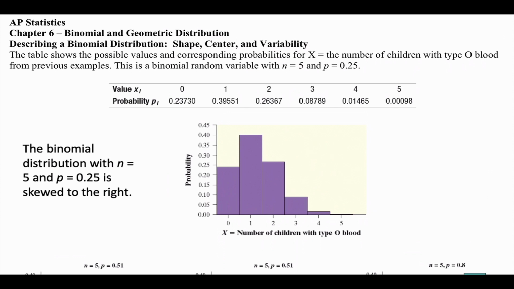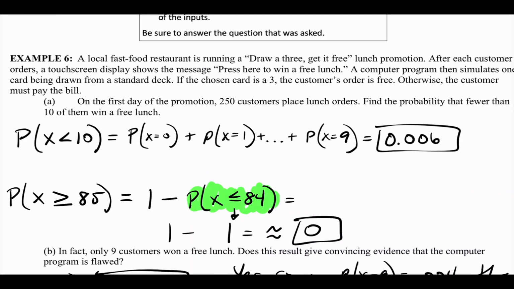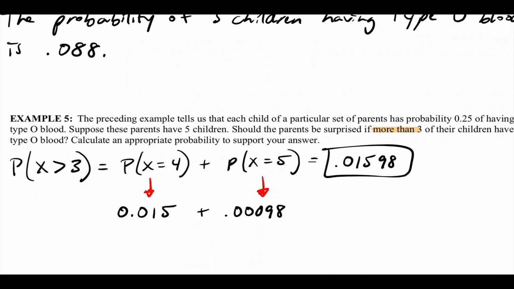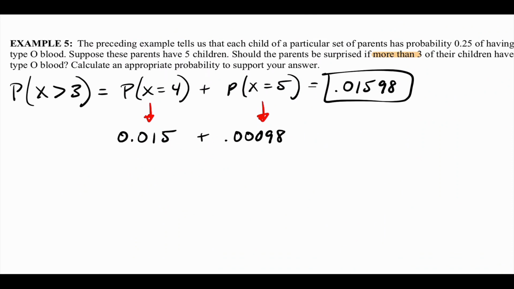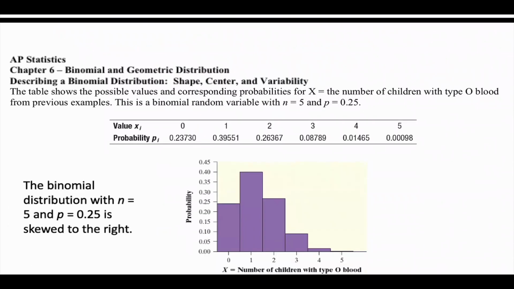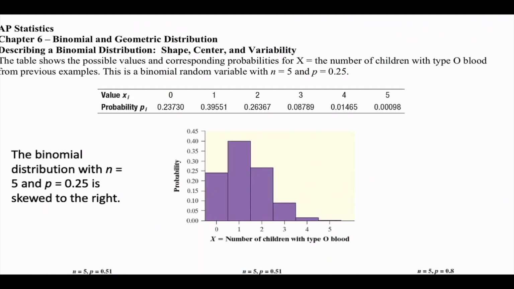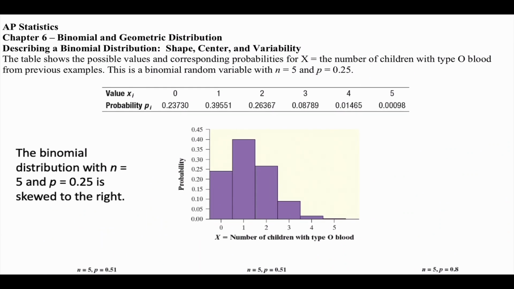Down here, the table shows the possible values and corresponding probabilities for X, where X equals the number of children with type O blood from the previous example we talked about yesterday. This is binomial. From this question here, we know there were 5 kids in the family, so there are 5 trials. We know the probability of getting a kid with type O blood was 25%.